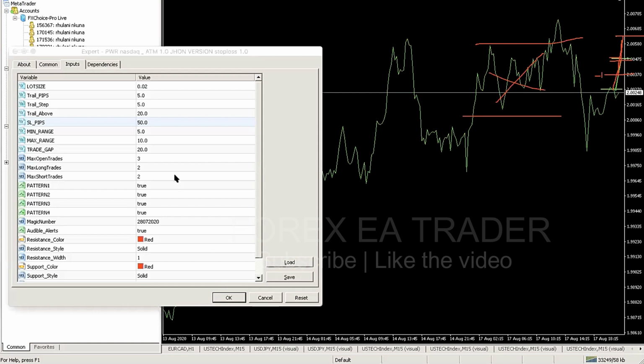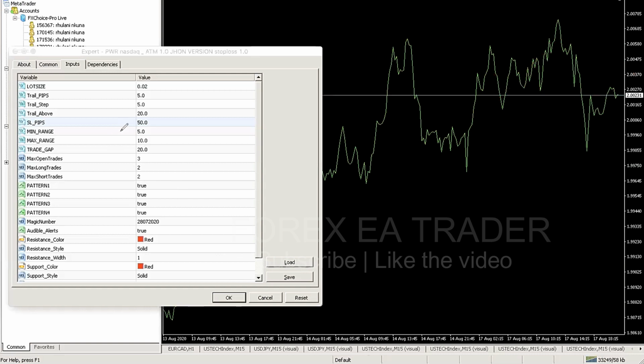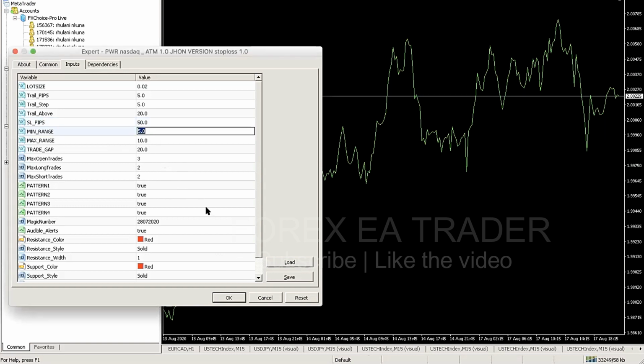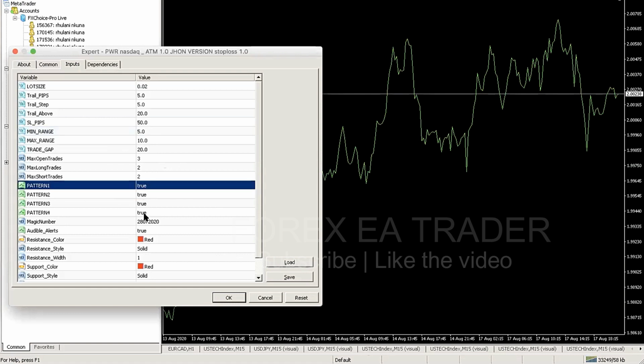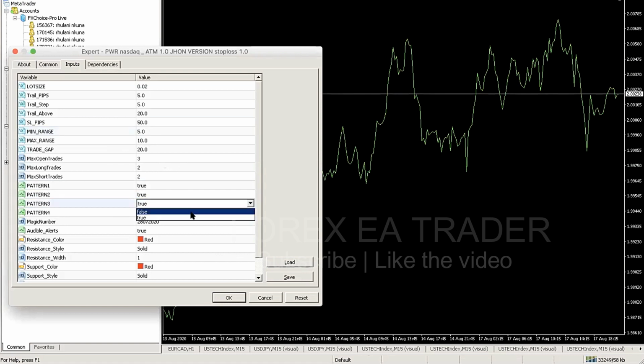So let's go to the next one. Okay, the next one is minimum range. So this is how the robot works. Let me start first with the pattern. Which pattern are we going to use? We're going to use two patterns. So this one, we're going to close it here.